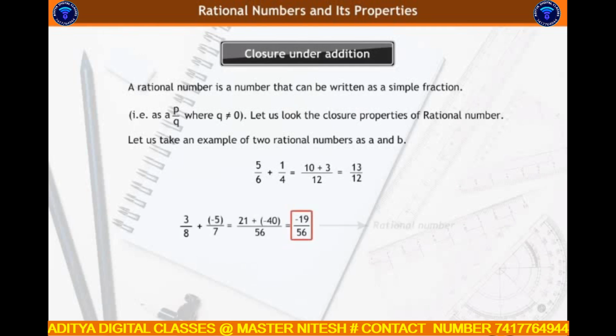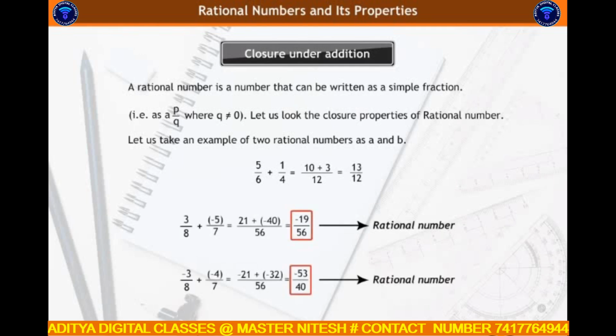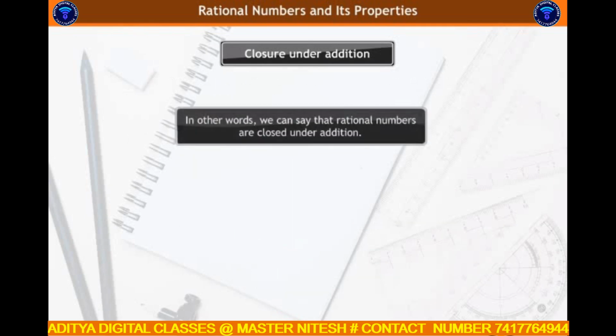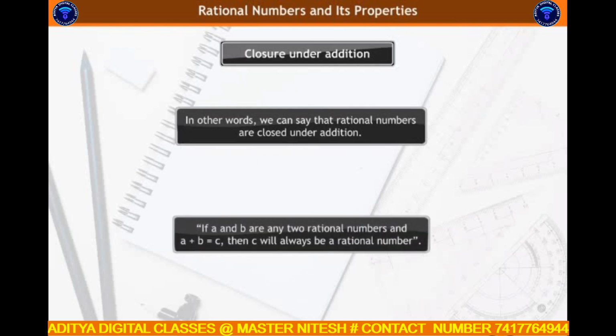On solving all these equations, we also get a rational number in each equation. Thus, we can say that rational numbers are closed under addition. If a and b are any two rational numbers and a plus b is equal to c, then c will always be a rational number.